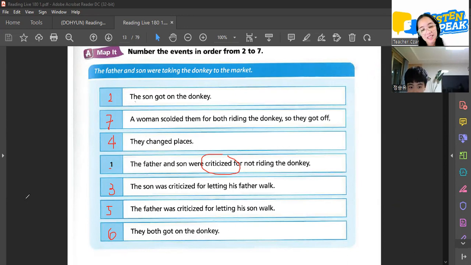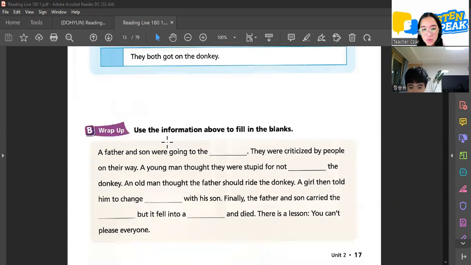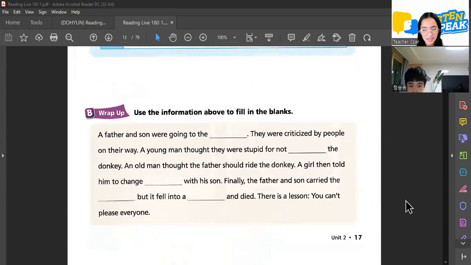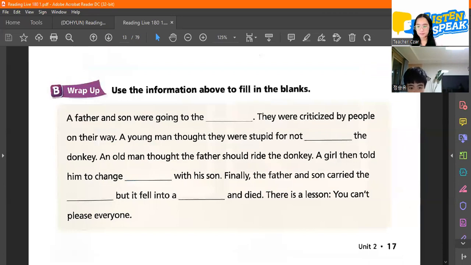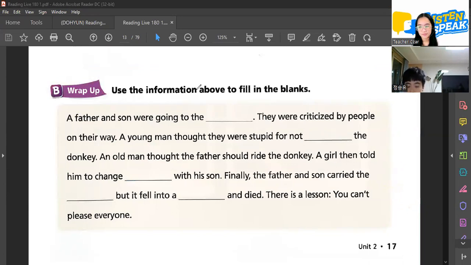No. So let's have the last one here. This one is the wrap up, where we are going to use the information above to fill in the blanks. Toro and Sloan were going to the market, the small market. Let's try to use market. They were pretty excited. Criticized by people on their way. A young man thought they were stupid for not riding the donkey. Yes, riding.